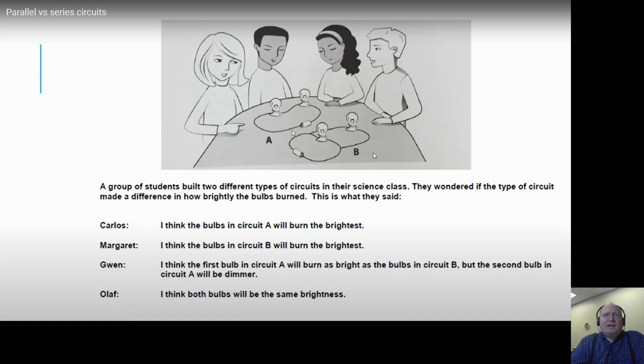Yeah, it doesn't really say, but let's go ahead and assume that all four bulbs here are exactly the same. So I think that was a really, really great question. And I love this one here. I think the first bulb in circuit A will burn as bright as the bulbs in circuit B, right? So what is the argument there?